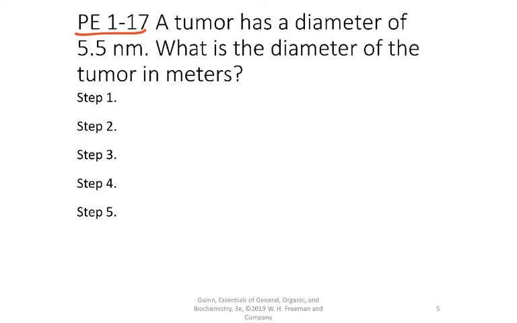A tumor has a diameter of 5.5 nanometers. What is the diameter of the tumor in meters? Okay, so we can see how this is a one-step conversion, or one conversion factor from nanometers to meters. So what's given? 5.5 nanometers. What's asked for? Meters.